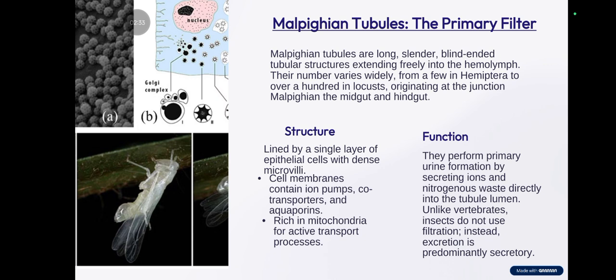So coming to the structure of Malpighian tubules, they are lined by a single layer of epithelial cells with dense microvilli. The cell membranes contain ion pumps, co-transporters and aquaporins. Malpighian tubules are rich in mitochondria for active transport processes. Their major function is the primary urine formation by secreting ions and nitrogenous waste directly into the tubule lumen. Unlike vertebrates, insects do not use filtration. Instead, the excretion is predominantly secretory.